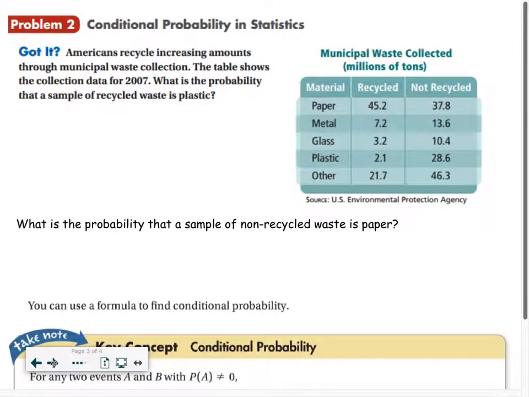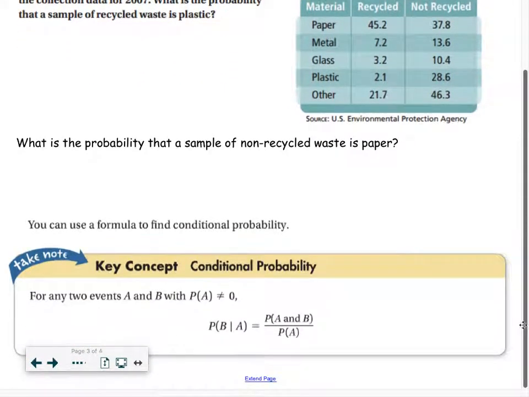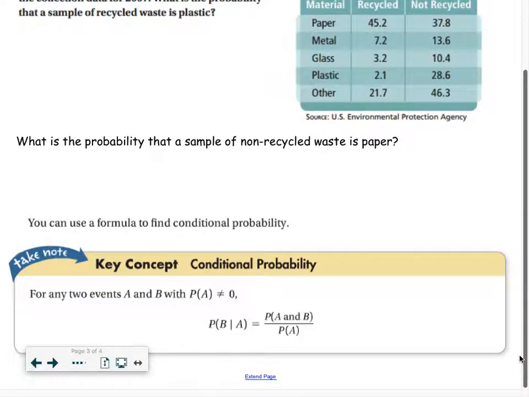Flip this side over, and I want to look at this formula down here. I'm going with the formula first, okay? Our conditional probability: the probability of event B happening when A has already happened is the probability of both of them happening over the second one alone happening. I know it doesn't make a whole lot of sense yet.